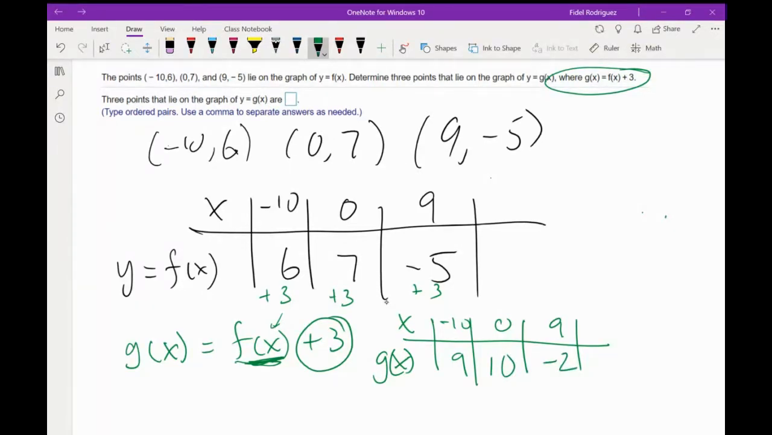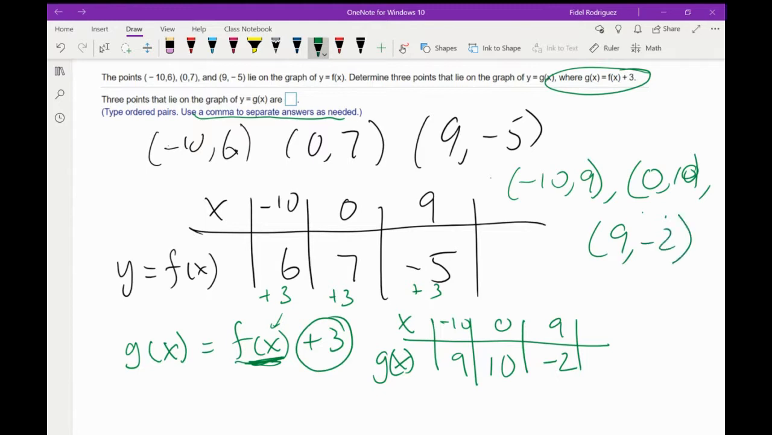Okay, and now all I'm going to do is write them as points, right? Because it says type ordered pairs and put a comma. So I'm going to go like this. The first point is negative 10, comma, 9, then 0, 10, and 9, negative 2.